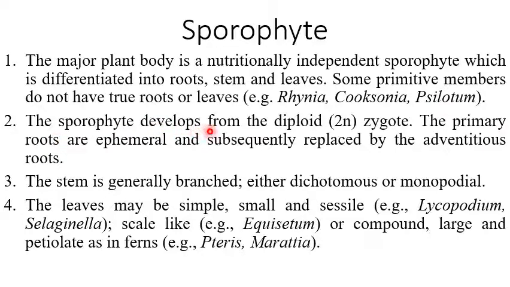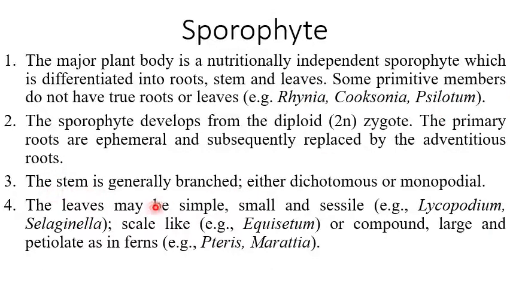The sporophyte develops from the diploid zygote. The primary roots are ephemeral and subsequently replaced by adventitious roots. So, ephemeral means what? Initially these primary roots are ephemeral, small, and they are going to change in the next part of their lifespan. So here it is mentioned that subsequently they are replaced by adventitious roots. But in primitive forms roots are altogether absent. Instead of roots there are rhizoids. These are the examples: Rhynia, Cooksonia and Psilotum.